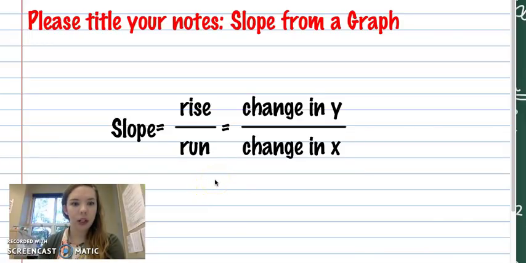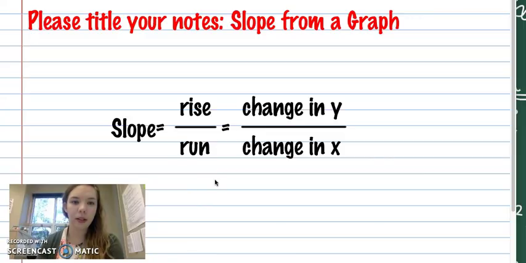Okay, so now that we've talked about lines and how to graph them from a table, another very important feature of a line on a graph is its slope. So we're going to split this up into 2 days. We're going to talk about slope from a graph today, and we'll talk about how to find slope from just 2 points or a table tomorrow.